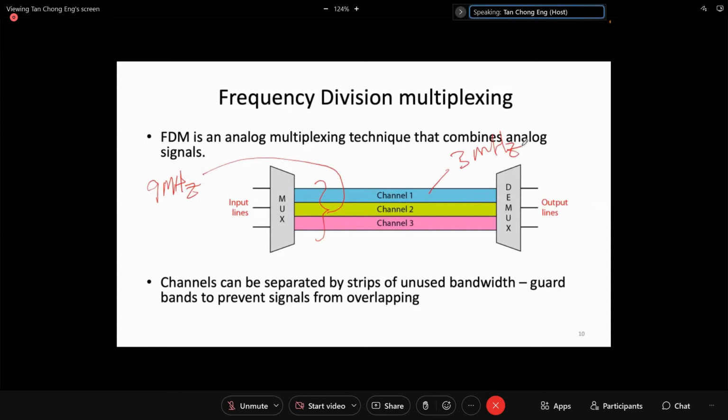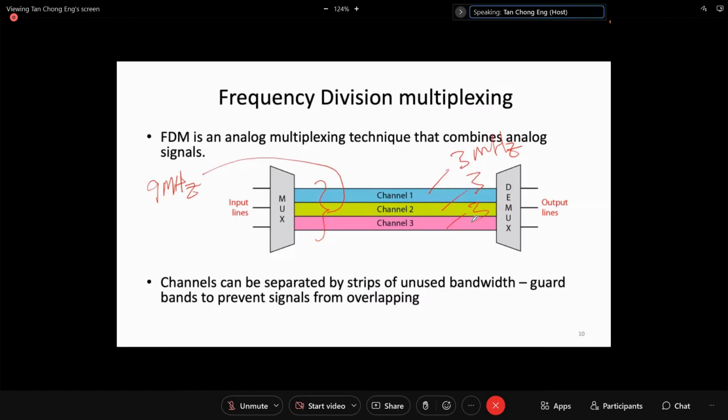Just like you have a piece of cake, and you want to divide it among 3 people. You just slice it into 3 pieces. Each of them takes their own piece, so they will not interfere with each other. Of course, you cannot have the whole cake now because you have to share with 3 different people. So the whole concept of frequency division multiplexing is that you just slice the bandwidth physically. You have 3, 3, 3, you get 9. So the total is 9. Each user will get 3 megahertz instead of 9 megahertz.